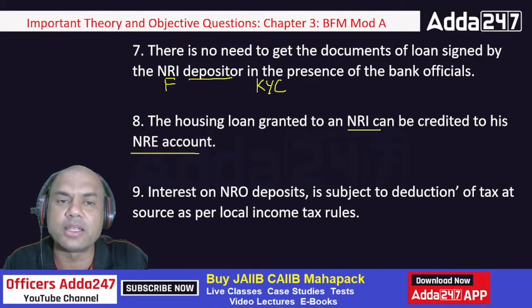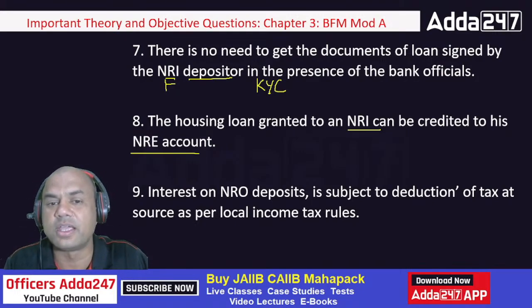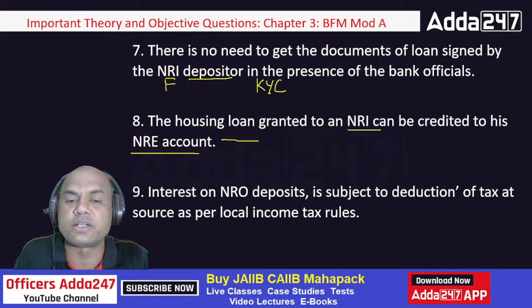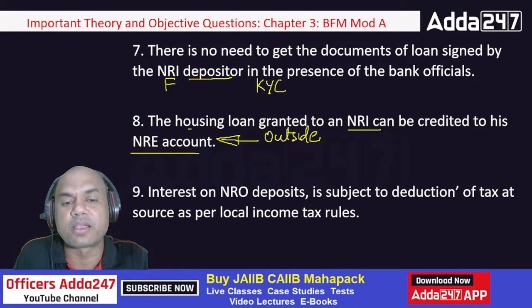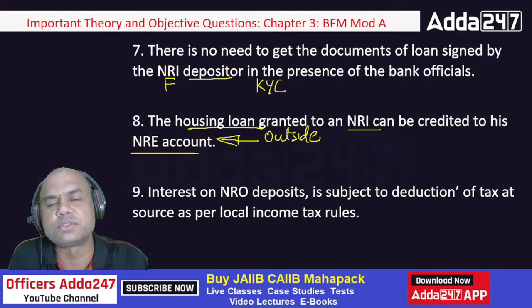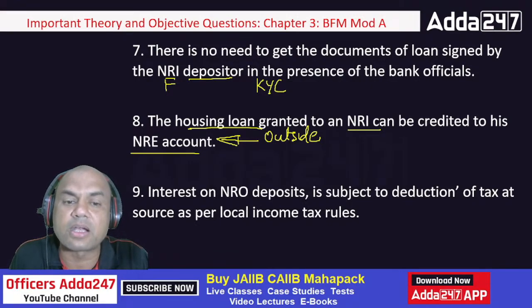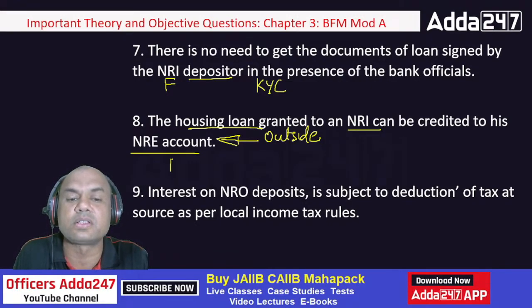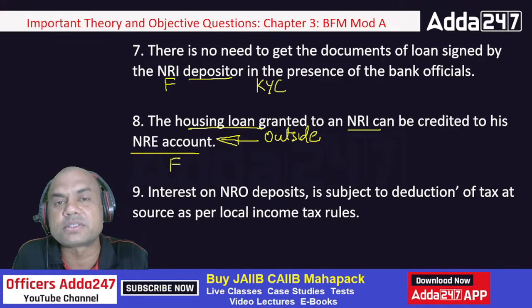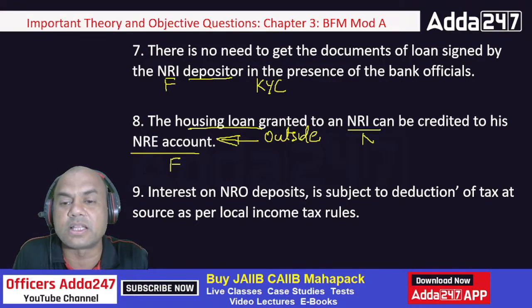Which funds come in NRE account? What did I tell you just now? NRE account, the funds which are credited are from outside the country. Okay, outside. So this housing loan is granted by whom? Indian Bank. If the housing loan is granted by Indian Bank, it becomes Indian money. So it can't be credited to NRE account. So that is false. For that, what that person has to do? That person has to open this NRO. Okay, clear? Simple.